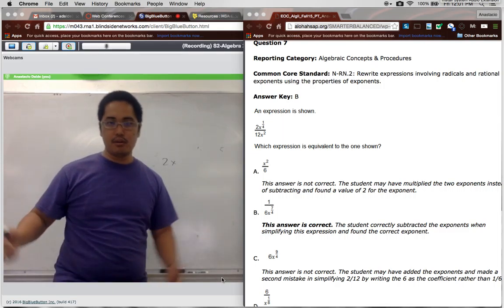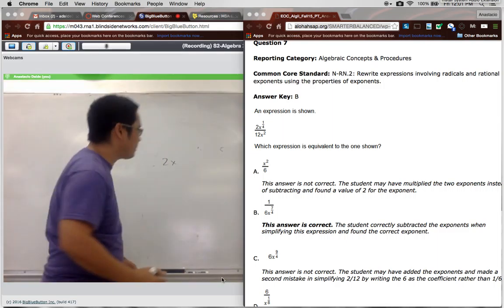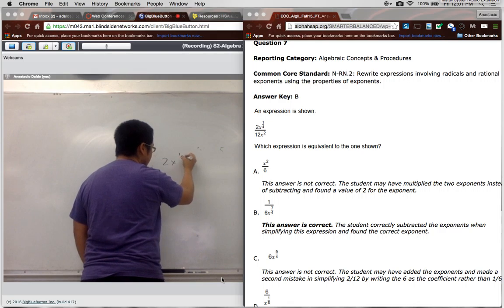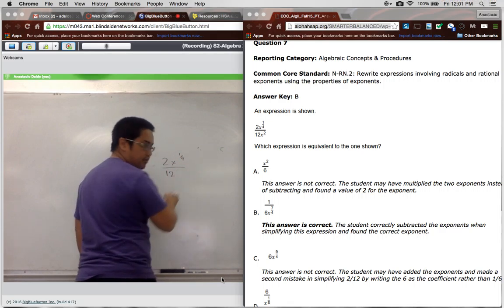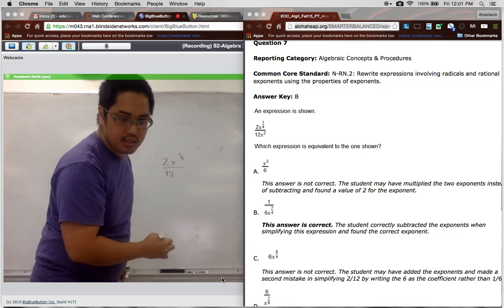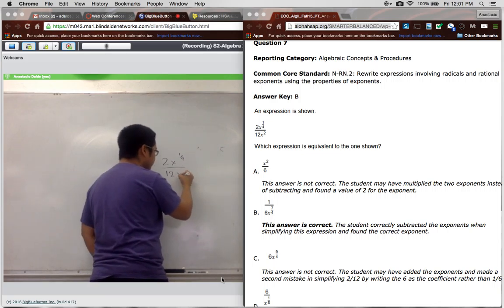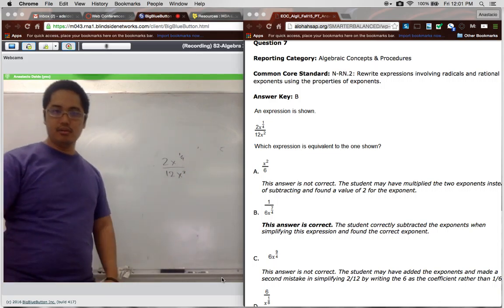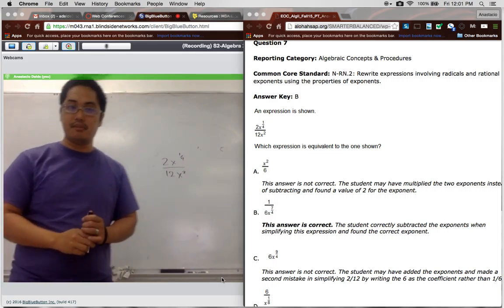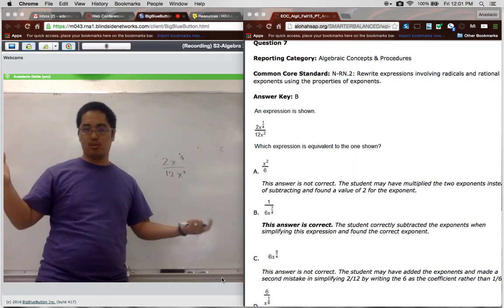All right, here's the problem we got. 2x to the 1/4 power over 12x squared. We cool? And this is a good problem because it reminds you of exponential rules.